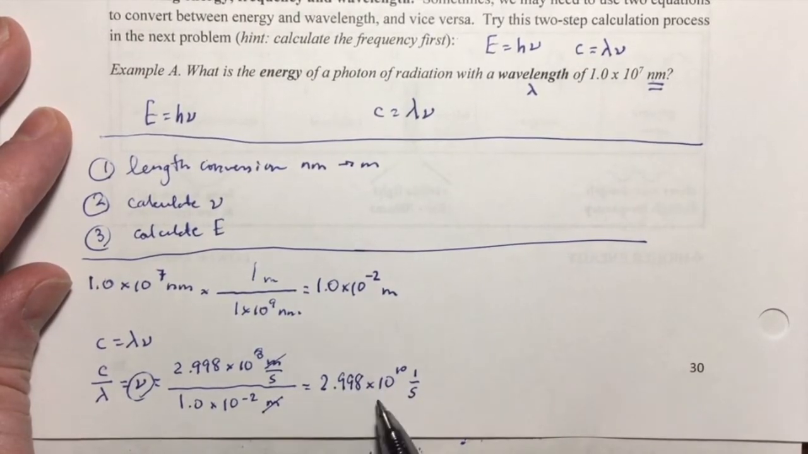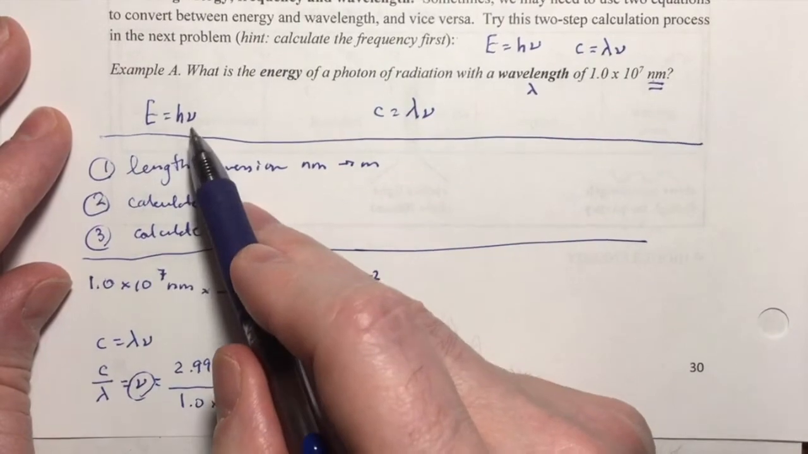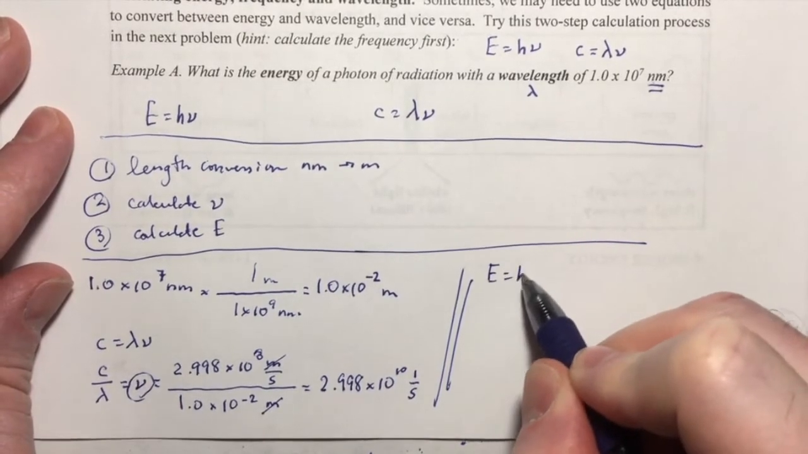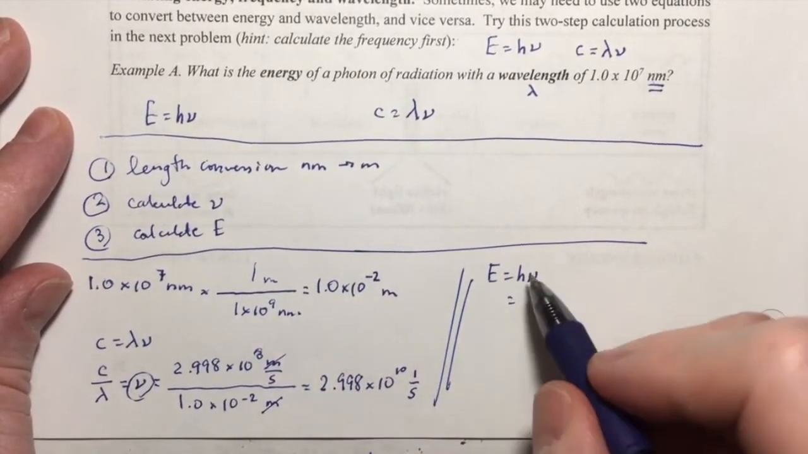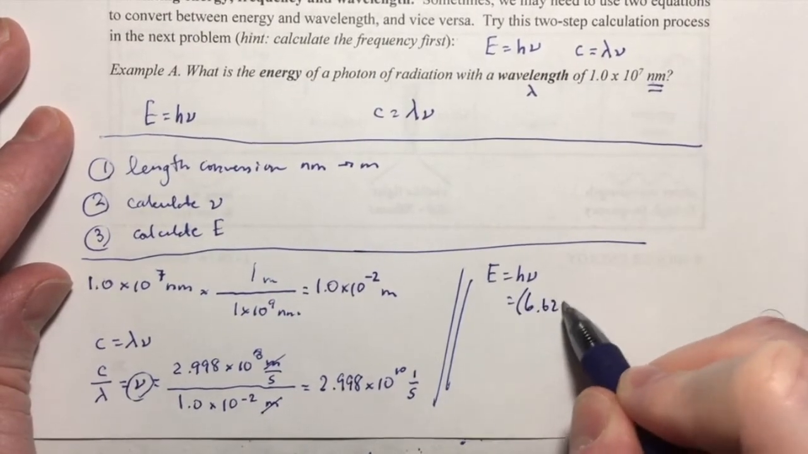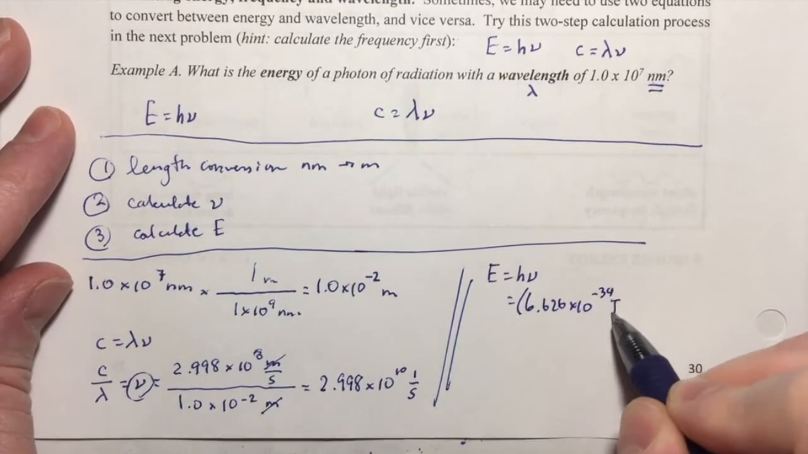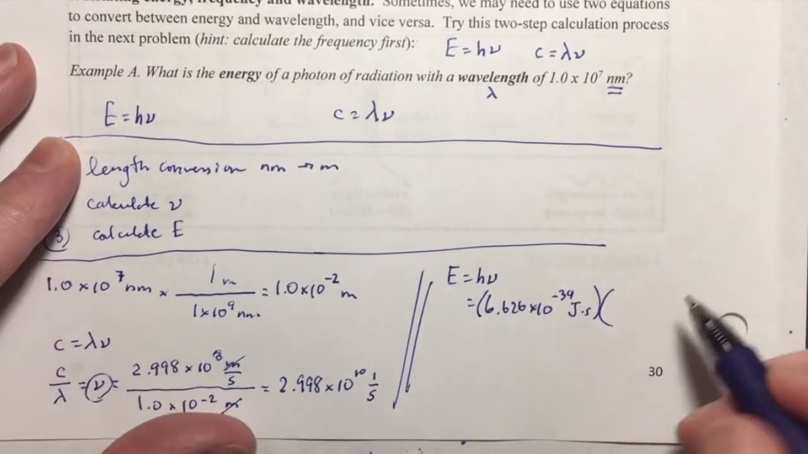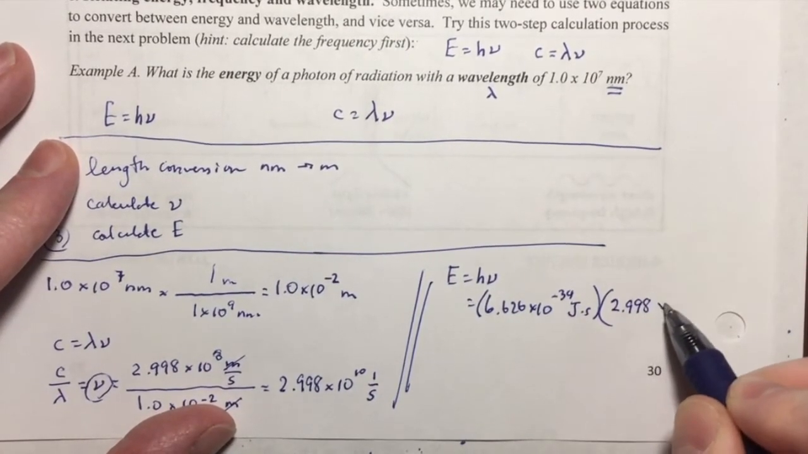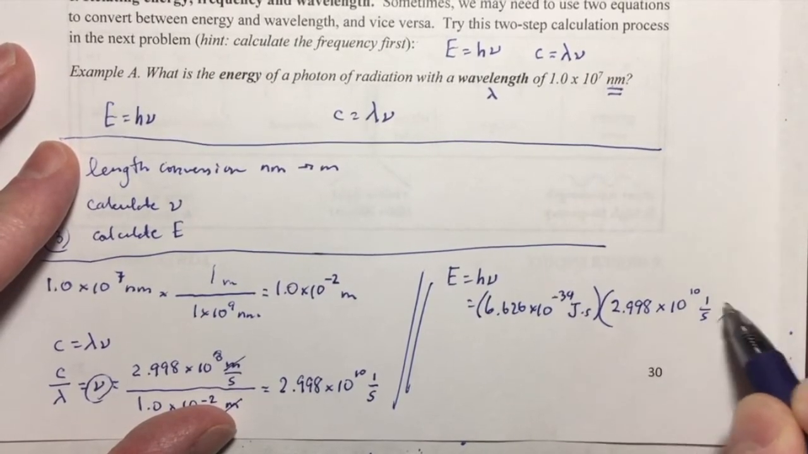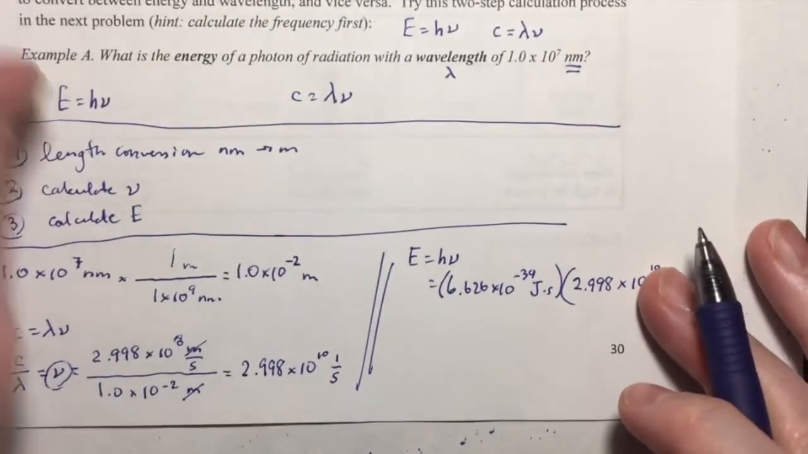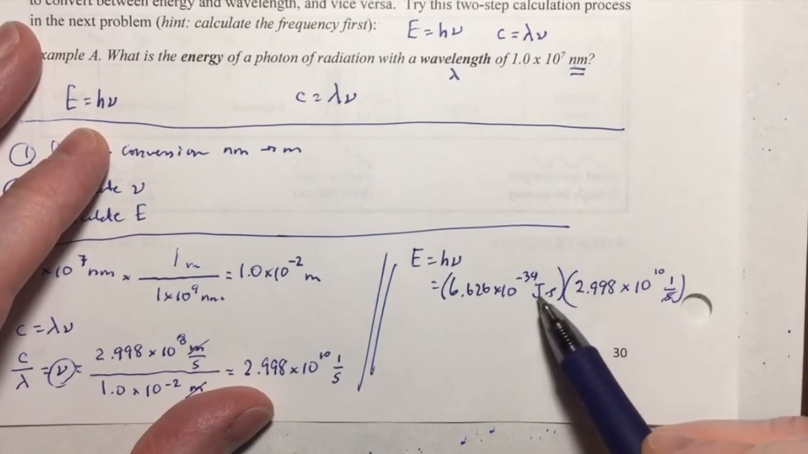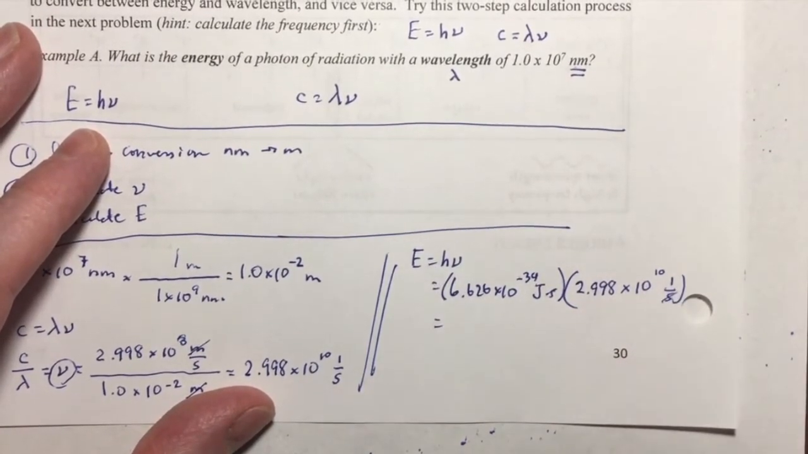Now that I have my frequency right here, I'm going to use this equation and solve for energy. So let's do my math right here. E equals h nu. I'm going to plug in h, Planck's constant, 6.626 times 10 to the negative 34th joule seconds, and my frequency I've calculated right here, 2.998 times 10 to the 10th inverse seconds. And we can see how the inverse seconds and the seconds are going to cancel and give me joules as my answer, as it should, because this is going to be an energy.